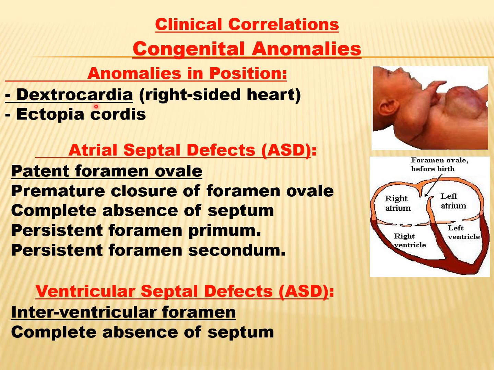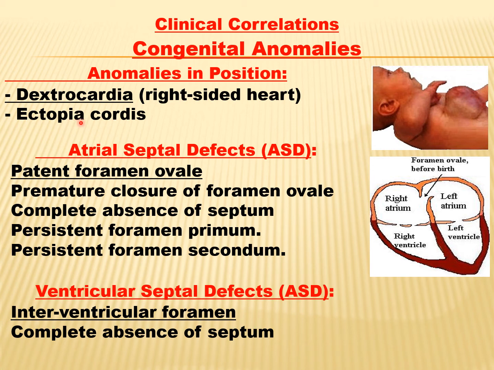The second is ectopia cordis. The term ectopia is like what you heard before about ectopic pregnancy: pregnancy outside its normal site, inside the uterus. Also, ectopia cordis, cordis means heart. Ectopia cordis means heart outside its normal position inside the thoracic cage.